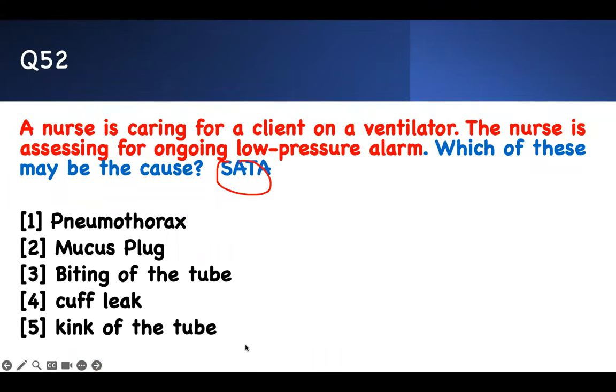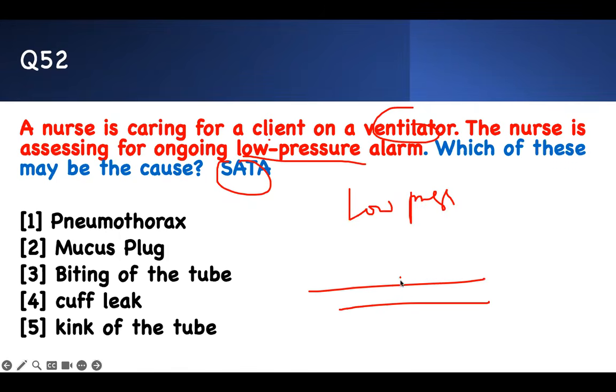Select one or apply. Pick those you are confident about. A nurse is caring for a client on a ventilator. The nurse is assessing for ongoing what? Low pressure alarm. Low pressure alarm means there is no flow. There is an opening, there's a leak somewhere, or the patient is extubated and does not have the ventilator anymore. Pneumothorax will cause high pressure. Mucus plug, high pressure. Biting of tongue, high pressure. Cuff leak, low pressure. Kink, high pressure.